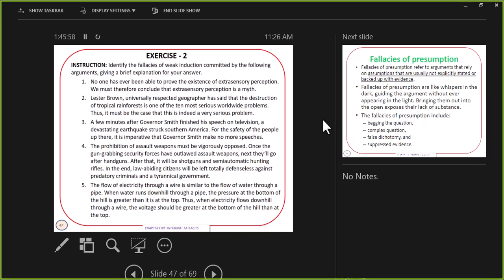Is it fallacious or non-fallacious? Directly, Lester Brown is a geographer. The subject in question is about geography. It's about the tropical rainforest. So there is nothing wrong. It's non-fallacious. Why? Because the authority is a relevant person to address issues related to the tropical rainforest. He's a geographer, and the topic at hand is directly relevant to his qualification, right?